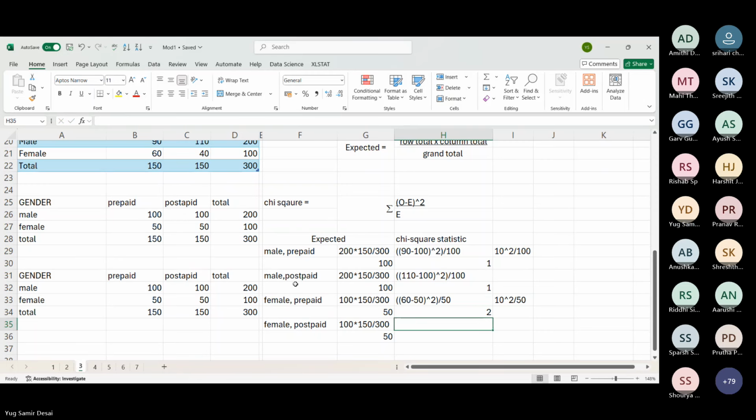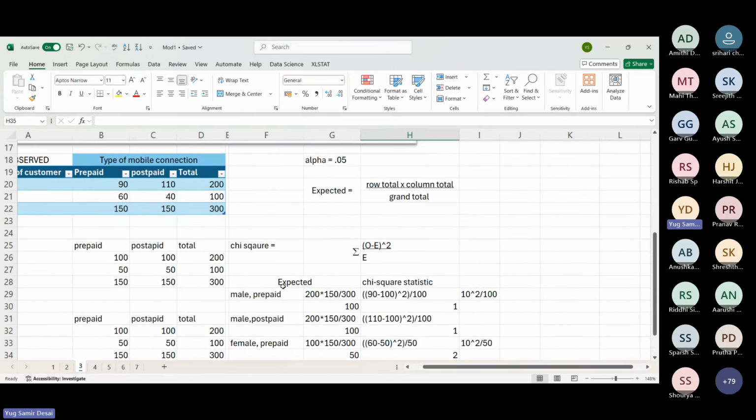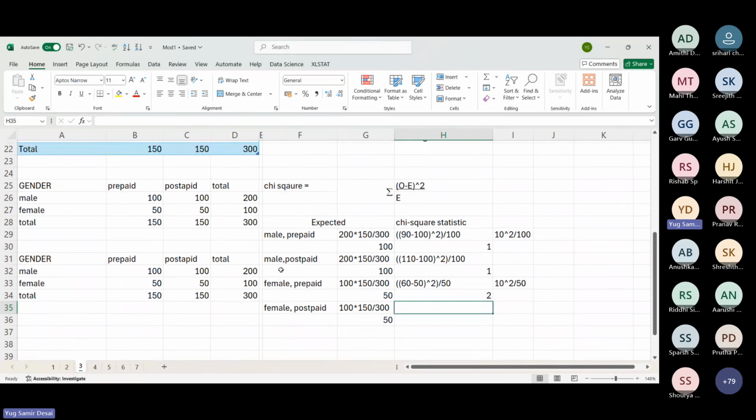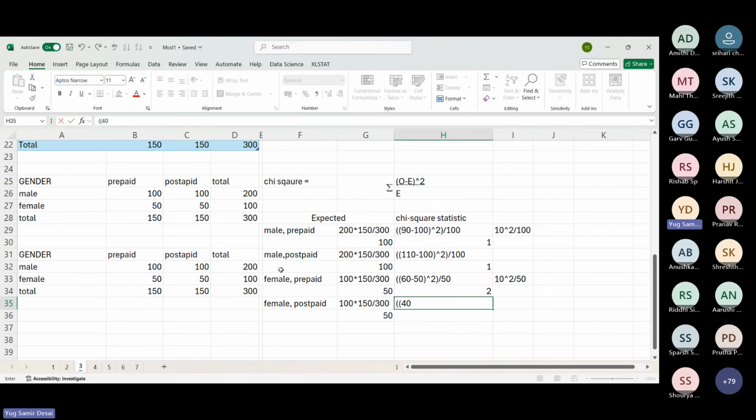Now we do the same thing, just the mobile connection plan changes. It's now postpaid. So we subtract 40, and for the same plan we had expected 50 such customers. So we again square it and divide it by 50. If you observe, just like in the male case, the second chi-square test statistic, the difference is the same, and we again divided by the same denominator, giving us the value 2 in our case as well.